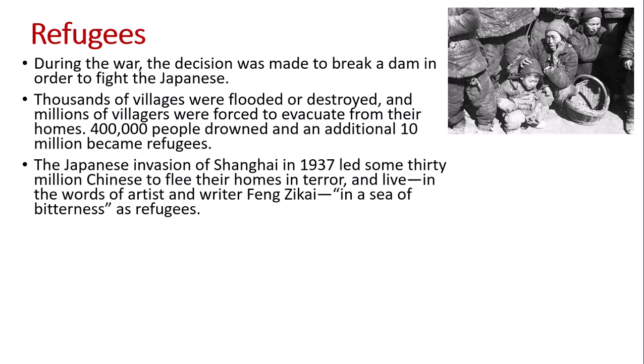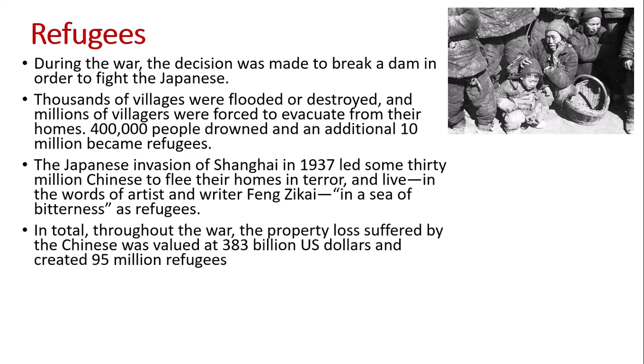There are all these people who are displaced, and at that point, the Japanese invasion of Shanghai in 1937 led to more refugees. 30 million Chinese fled their homes in terror and lived in a sea of bitterness as refugees.